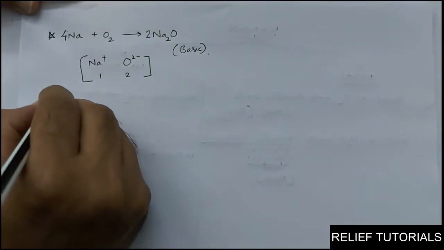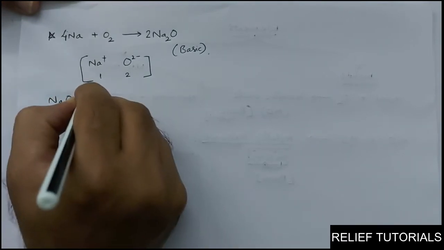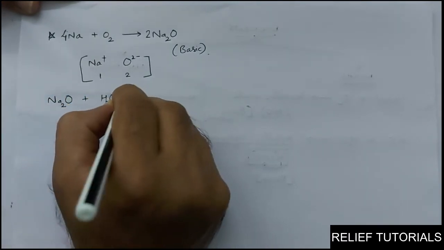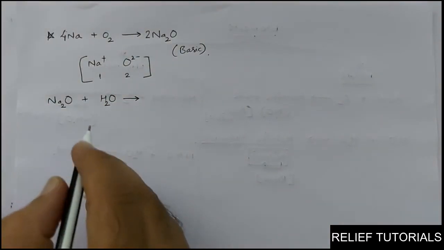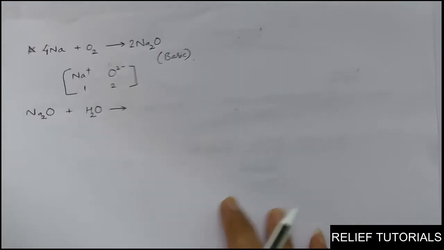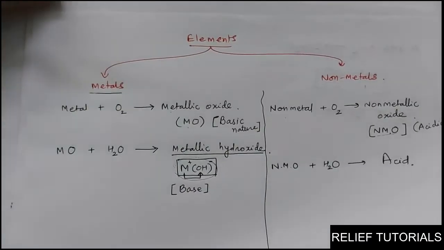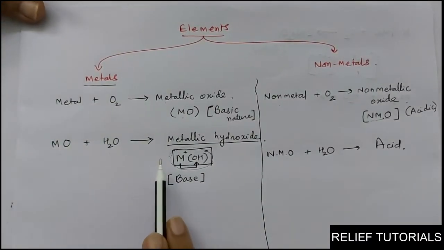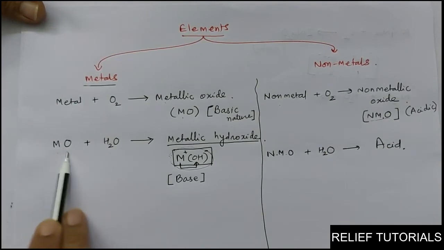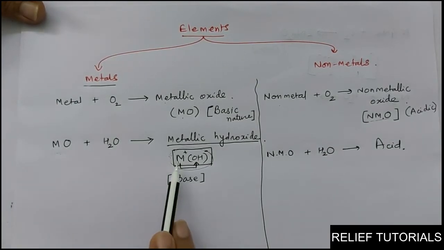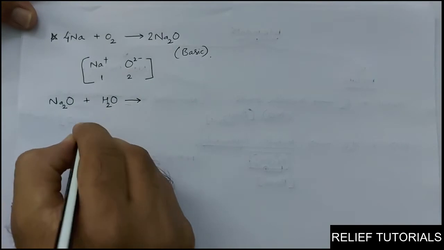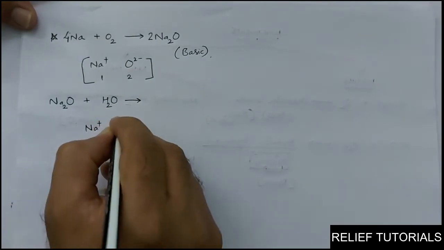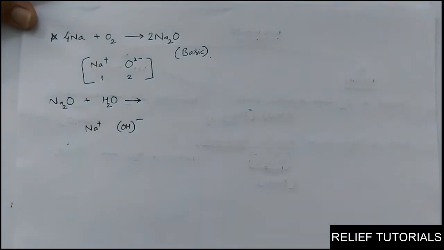Now this sodium oxide, Na2O, when dissolved in water, forms metallic hydroxide. The format is common for all. Remember, no need to worry about that. The format is always common: whenever any metallic oxide reacts with water, it always forms metallic hydroxide. That means the metal, here sodium, reacts with hydroxide. So the metal is Na plus and hydroxide is fixed as OH minus.